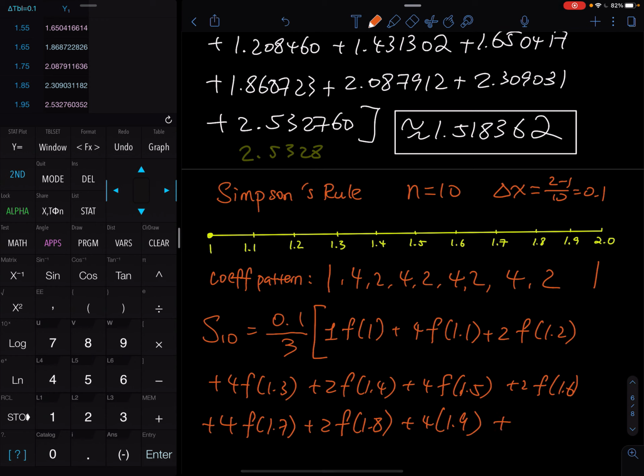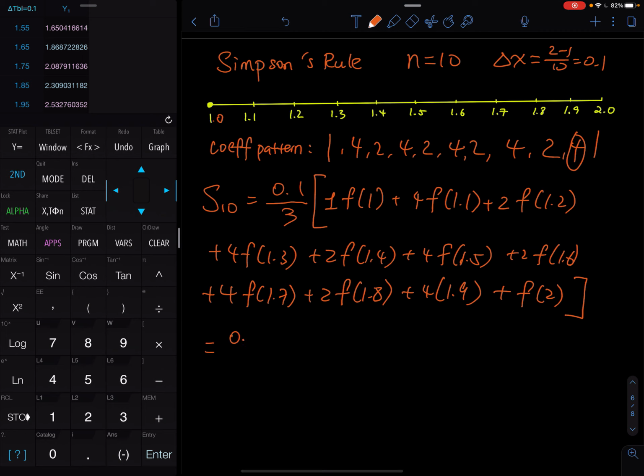And then the last one is f of 2. There is a 4, because from 1, this is 1.0. So 1.0 to 2. Yes, there is a 4, 4, 2, 4, 2. The last one must be a 4. Okay, let's do the math.